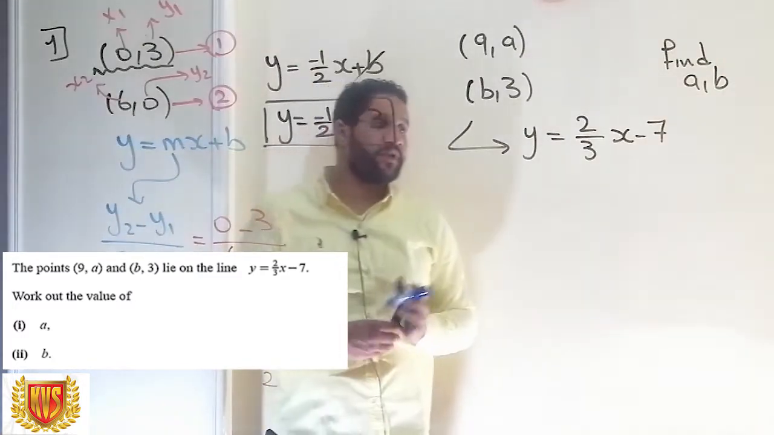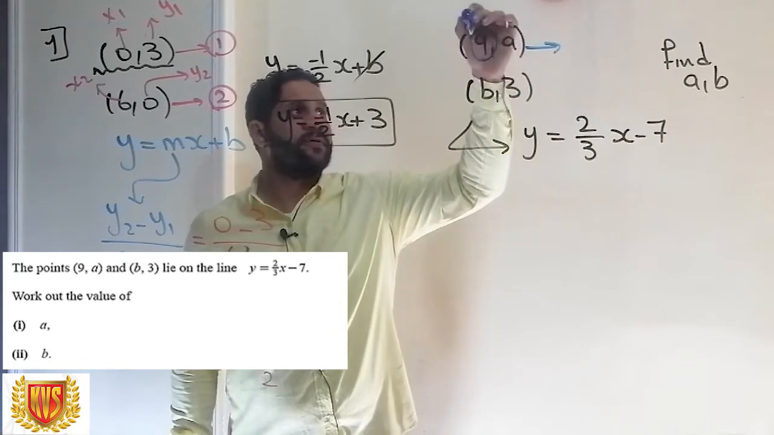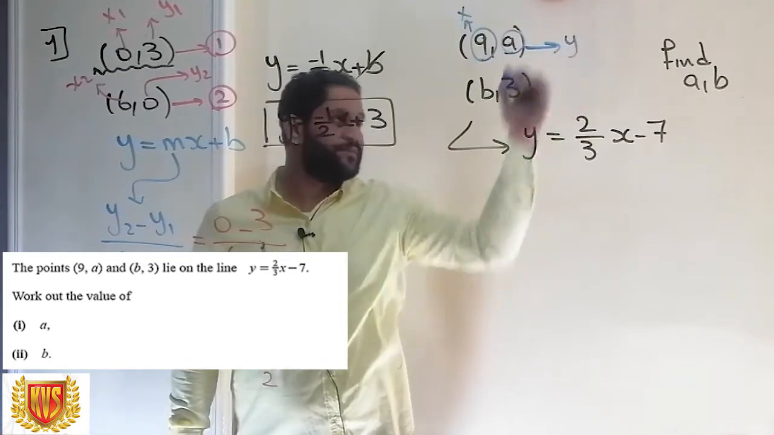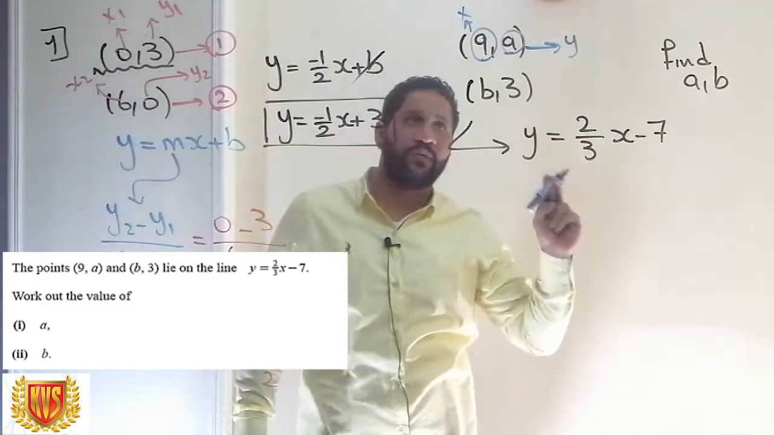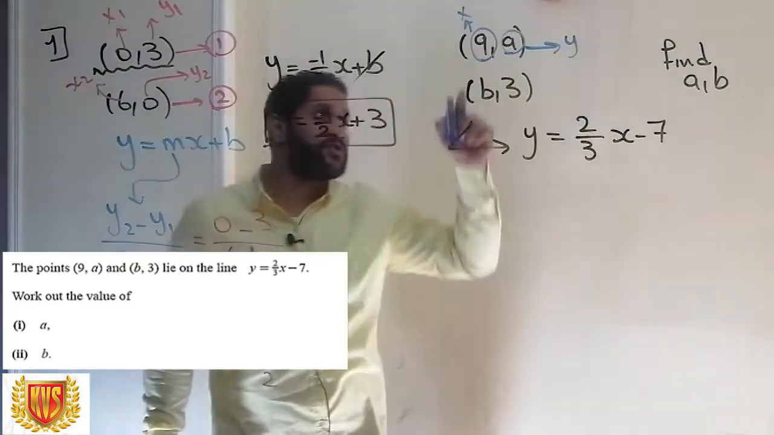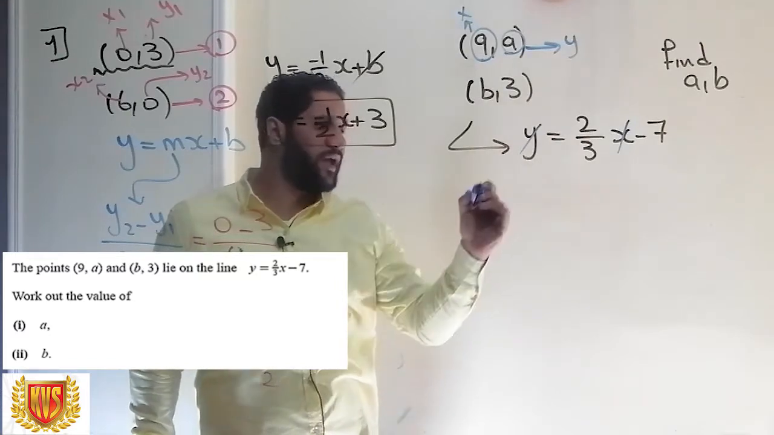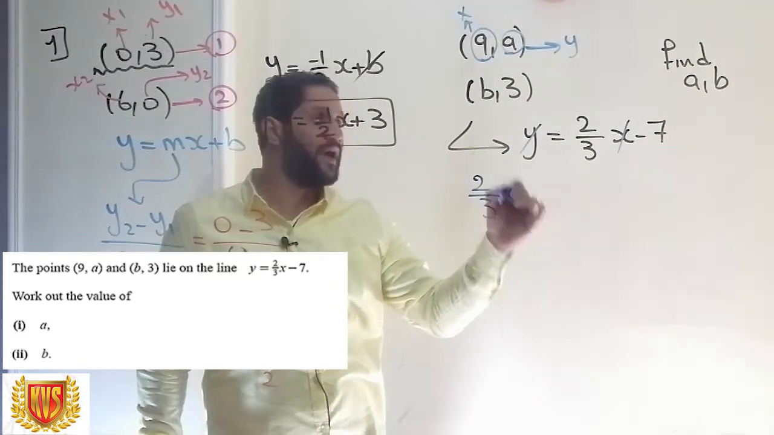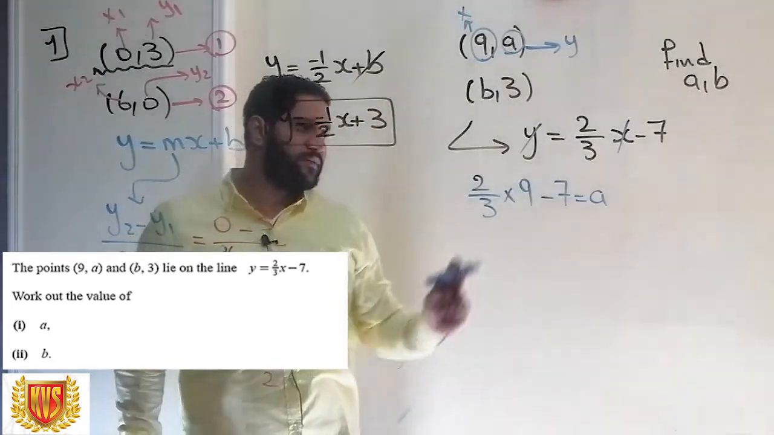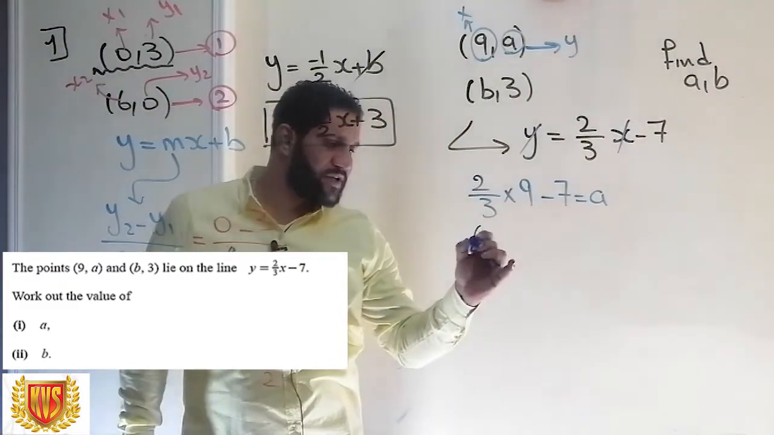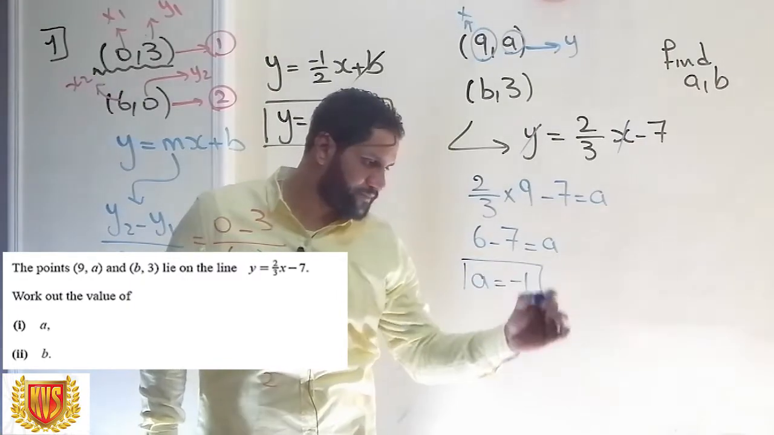Okay, how can I solve something like this? If you look at this point, I can see that this is x and this is my y. So I will go to this relation, remove everything and put in the values. So x is 9, I remove this x and put 9. Y is a, I remove this y and put a. So 2 over 3 times 9 minus 7 equals a. 2 over 3 times 9 gives 6, minus 7 equals a. So a equals negative 1.